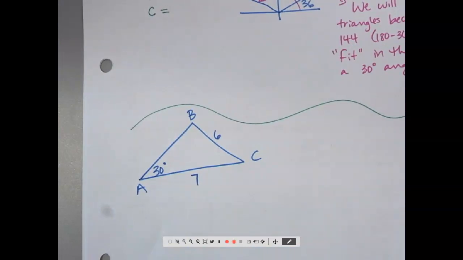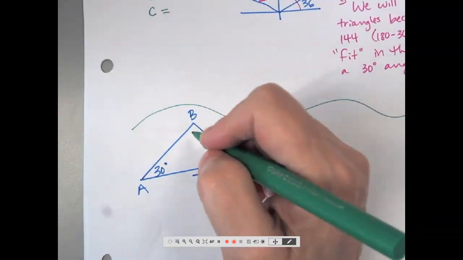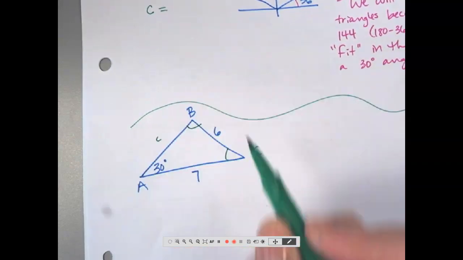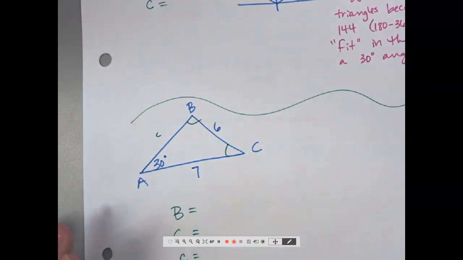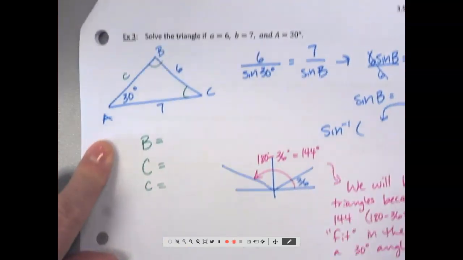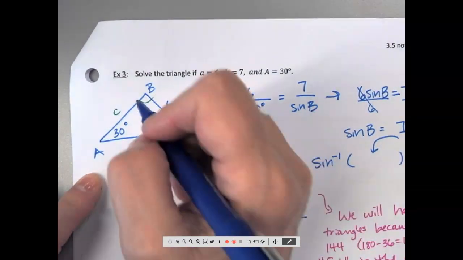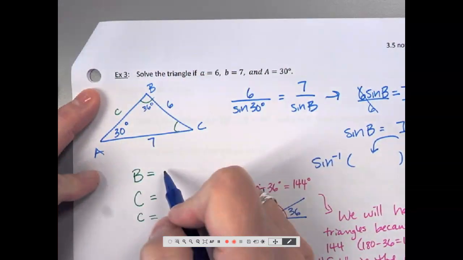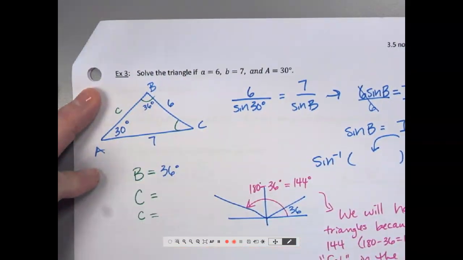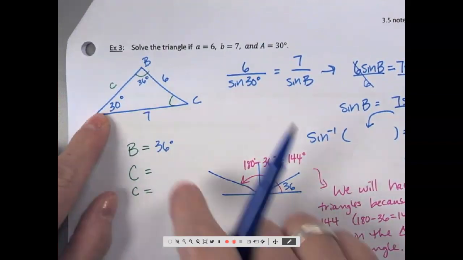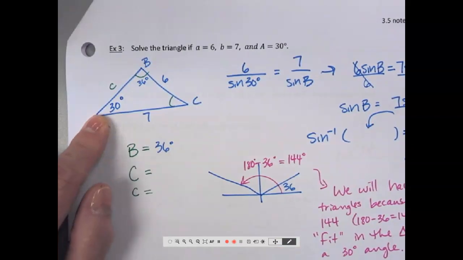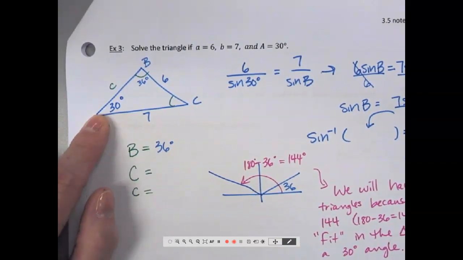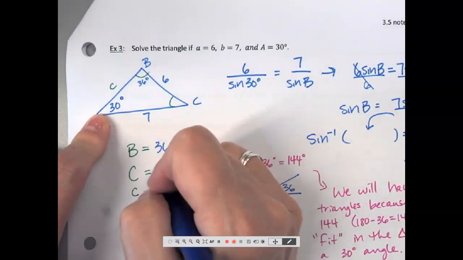Okay, so maintain all the information that we were given initially. Angle A is 30, side A is 6, side B is 7. I'm still missing angle B, angle C, and side C. But let's go back up here. In this scenario, angle B is 36. Okay, well if A is 30 and B is 36, then what is C? 180 minus 66, 114.